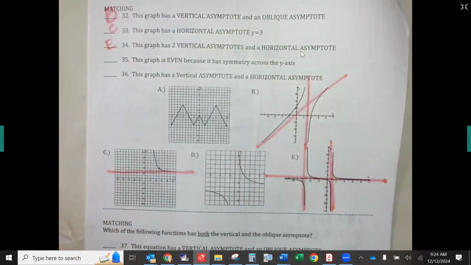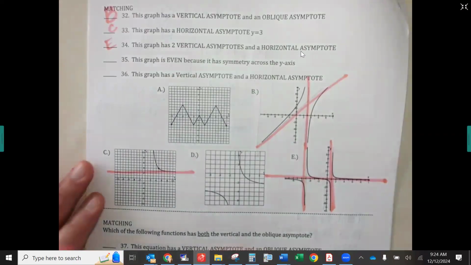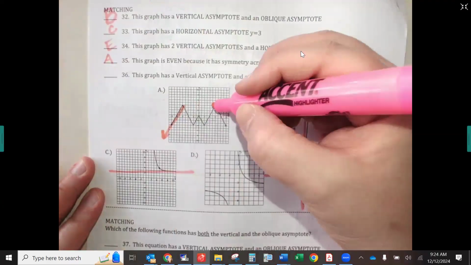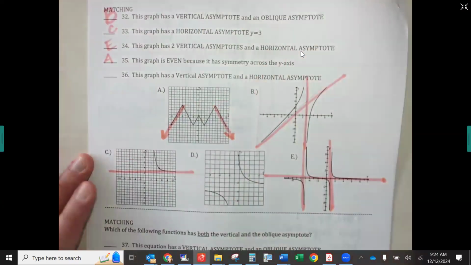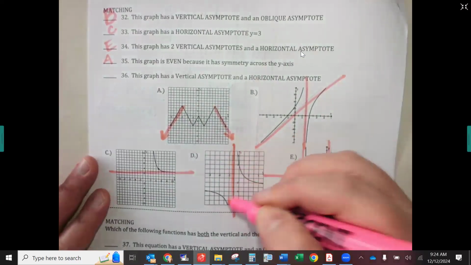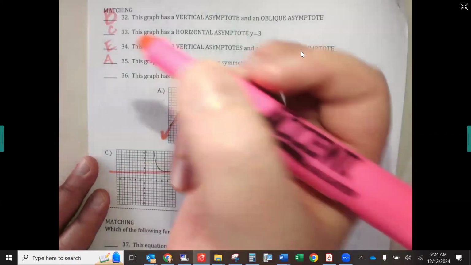Next one, I'm looking for a graph that is even because it has symmetry. Both ends have to be going the same way. A. Okay, notice that with even, both of your ends are pointing down. And then last one, we know it has to be D, but a vertical and a horizontal. Here's my vertical. Here's my horizontal.